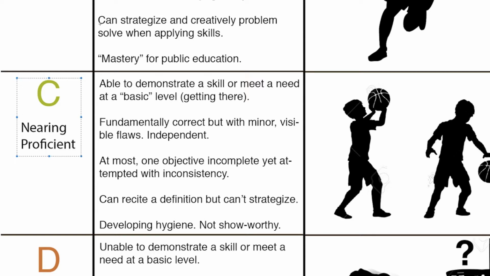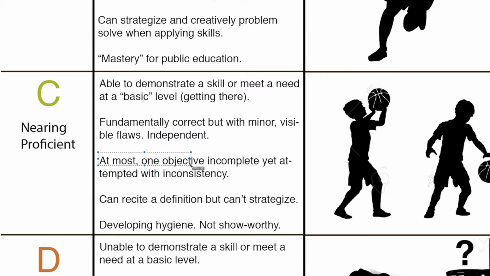A C-level student is able to demonstrate a skill or meet a need at what's called a basic level. A C demonstration is fundamentally correct, but it has minor visible flaws. We can see these flaws at a first glance, and they're minor. They do not compromise the piece. A C-level student can work independently. They don't require micromanagement from the teacher.